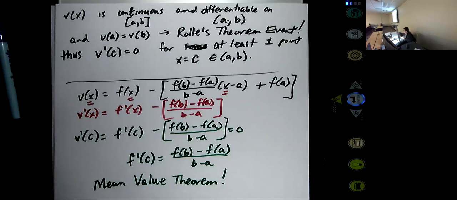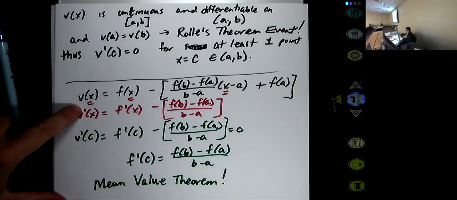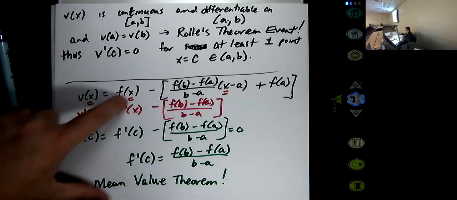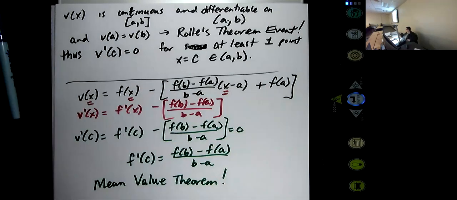Does the plus f of a go away just because of the constant? Yes. Okay. Yeah, that's why I made sure to emphasize, there's a lot going on here, but we want to see where the actual variables are. Just the x's. Everything else is a constant.